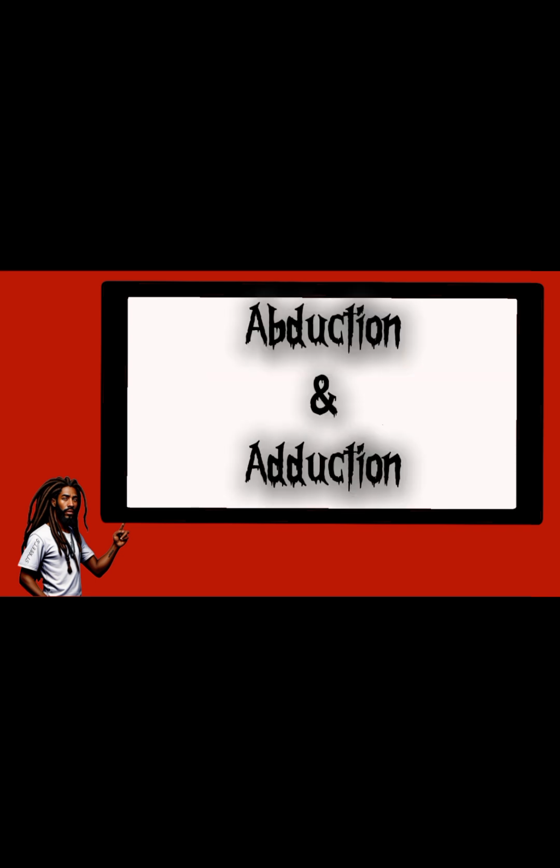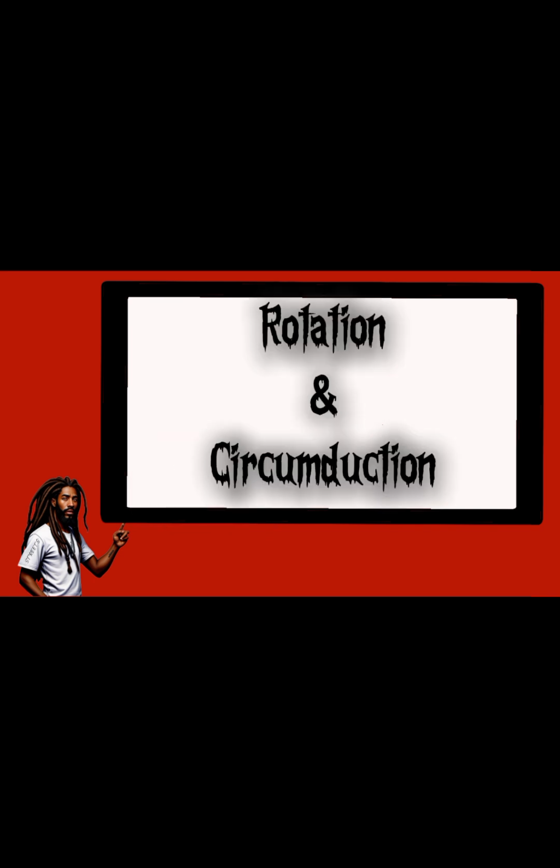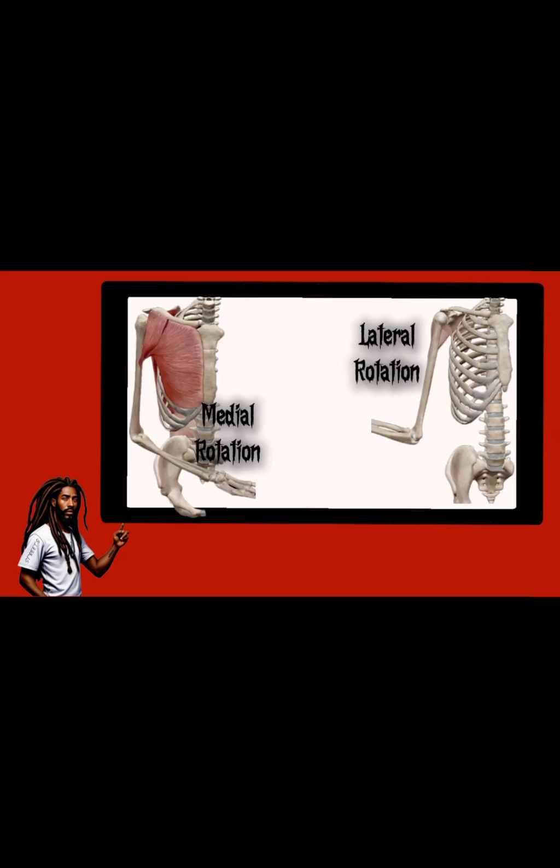Abduction and adduction. Abduction, if you abduct something like you carry am run away, dey abduct person, dey carry am run away. So abduction is to move the limb away from the body, away from the body. That's away from the median plane. While adduction is towards the median plane. Abduction away, adduction towards. Regarding rotation, we have two types. That is medial rotation and lateral rotation. Medial rotation is rotation inwards. Lateral rotation is rotation outside. So medial rotation bend inside, lateral rotation bend outside. While circumduction is just rotation.